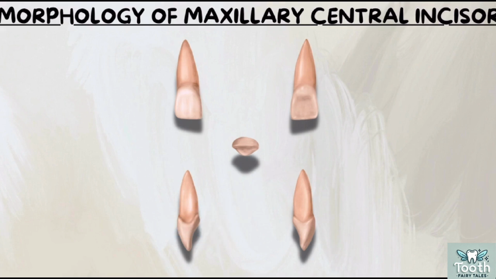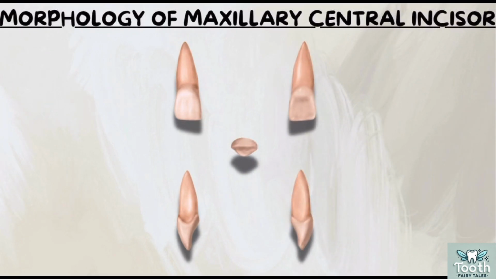This is the mesial side of the tooth and this is the distal side of the tooth. On the mesial side, the curvature line is measuring 3.5 mm. On the distal side, the measurement is 2.5 mm.